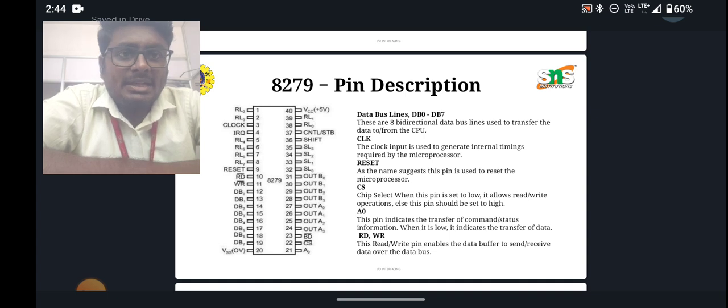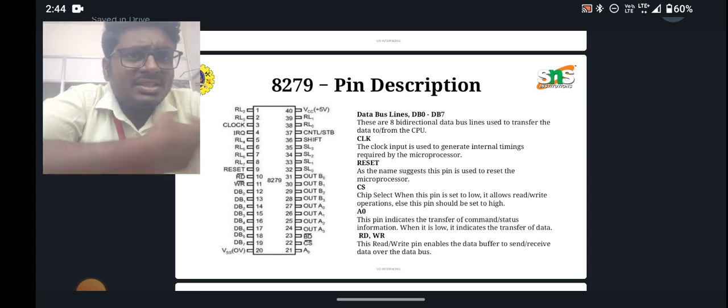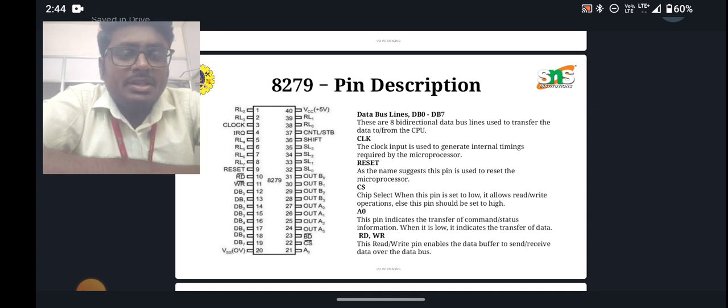Reset, as the name suggests, this pin is used to reset the microprocessor. CS, the chip select: when the pin is set low, it allows read or write operation, else this pin should be set high. Whereas A0, this pin indicates the transfer of command or status information. When it is low, it indicates the transfer of data. Whereas the read or write pin enables the data buffer to send or receive the data over the data bus.